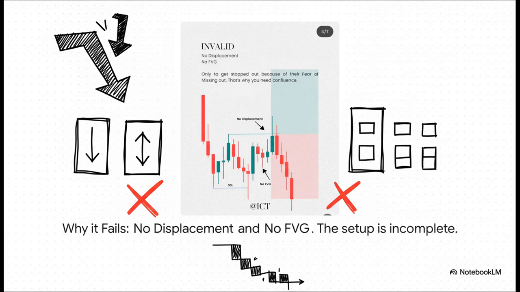Let's look at what was missing. Where was the strong displacement? It wasn't there. The move up was weak. It was hesitant. And because of that, it didn't create a fair value gap. Without those essential building blocks, the setup was just incomplete and, well, it collapsed.